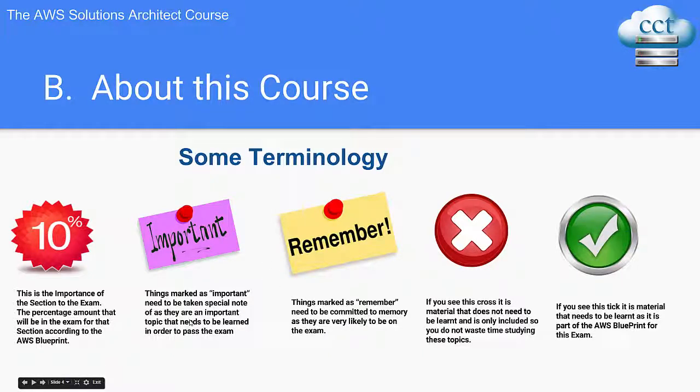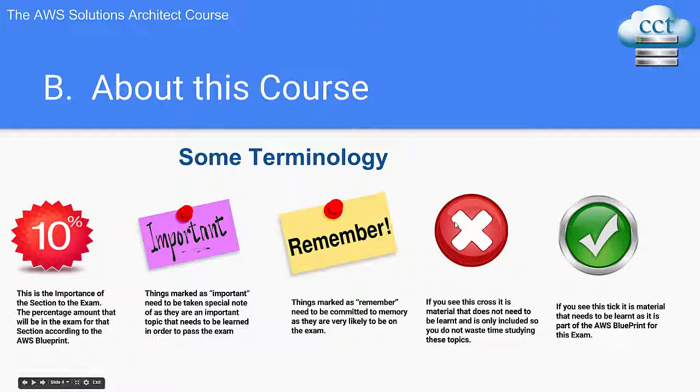Things marked as important are specifically something you should pay special attention to, and it's a topic that needs to be learned in order to pass the exam. The remember sticker note is similar, but you'll see that in questions that we pop up every now and again, and it is a big hint for you. If there's a question that has remember on it, remember it. Remember the question, remember the answer. It's a possibility that that very same question or a very similar question will be in the exam.